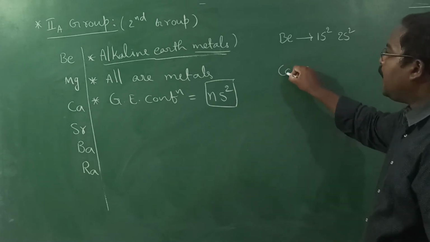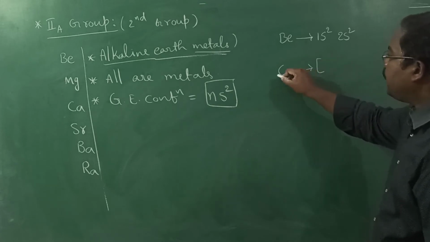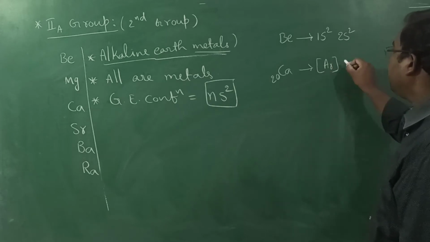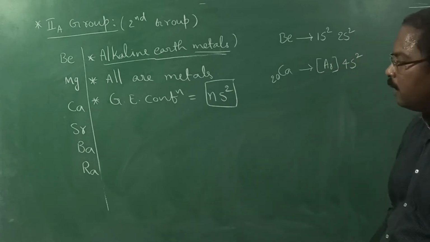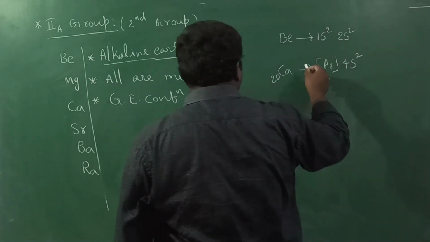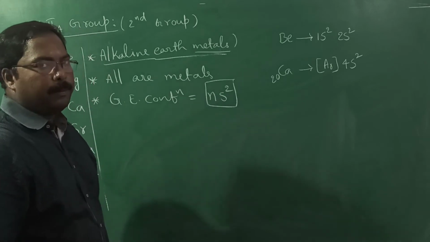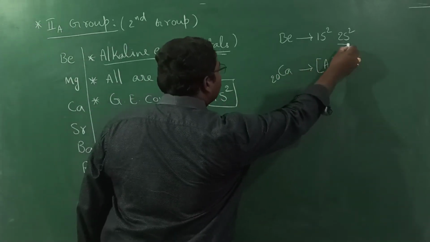Now once observe calcium. What is the electronic configuration we got for calcium? Calcium has atomic number 20. So argon has 18, and the remaining will be present in the 4s orbital. Here n represents the orbit number. We already know the principal quantum number. So in the case of beryllium, the n value is 2.